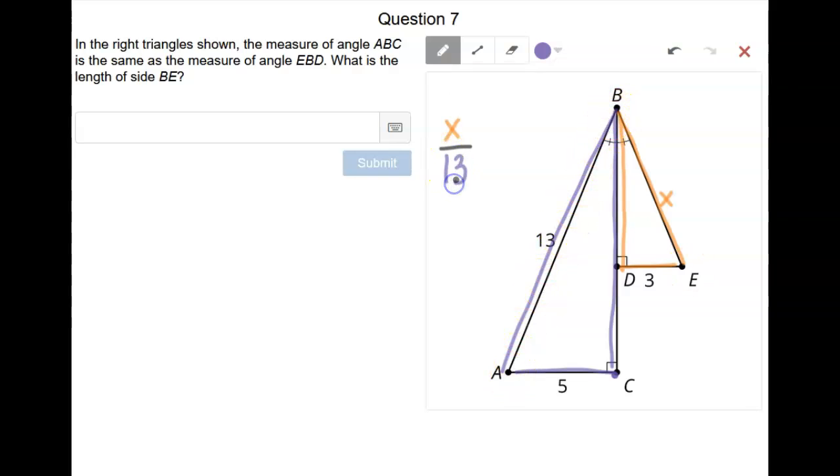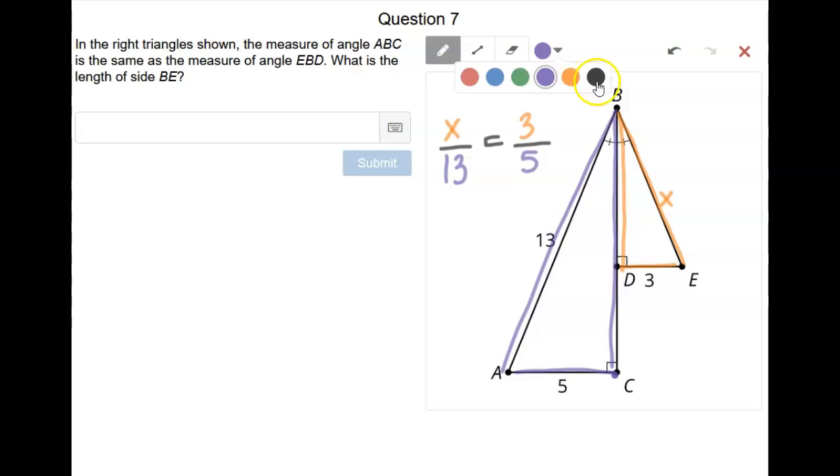So I have x over 13 is equal to, and you notice that I have the orange number on top here, so I have to go back to the orange triangle and I have to have another orange number on top here. So 3 is the only other side of this triangle that I know, so I have 3 over, and then I have to have the corresponding part of 3 from the purple triangle, so 3 corresponds with 5. And then from here we just multiply, we cross multiply.